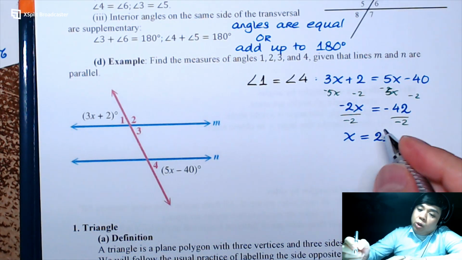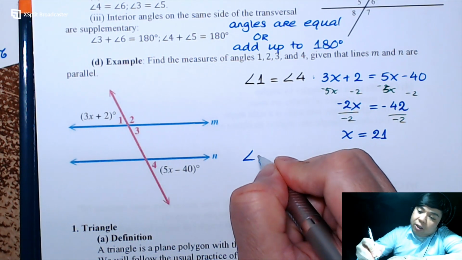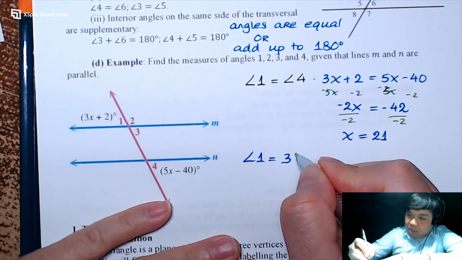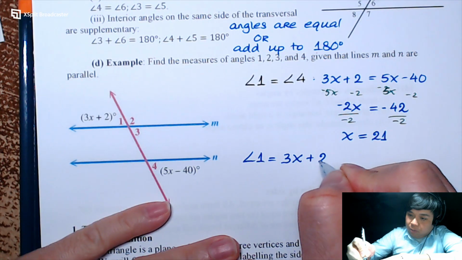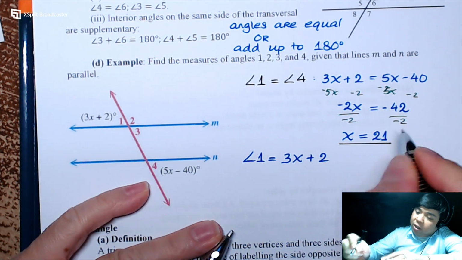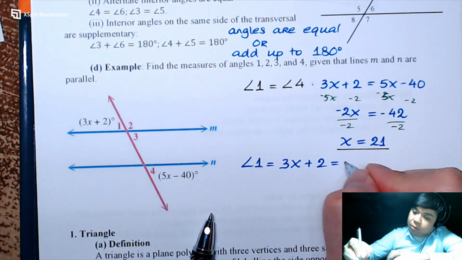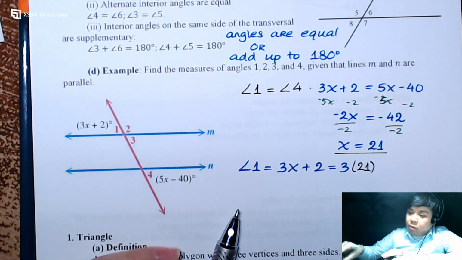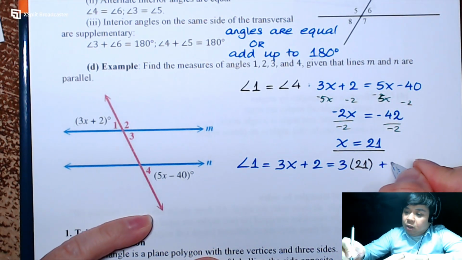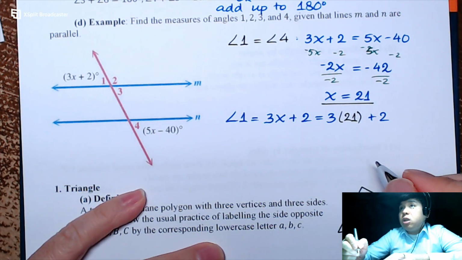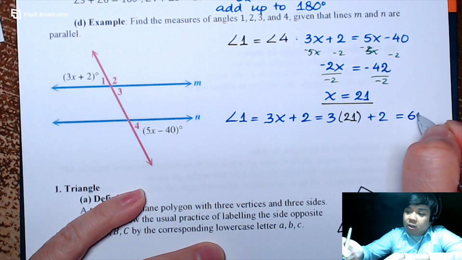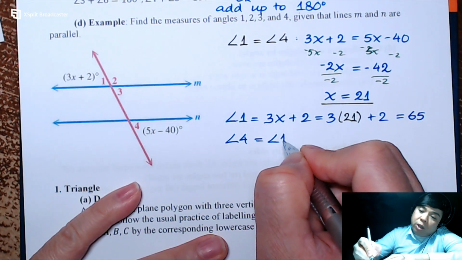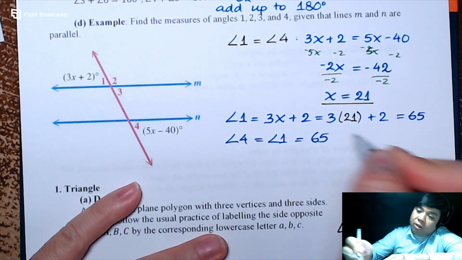Okay, so with that we can have angle 1 is equal to 3x plus 2, and x is 21. 2 times 21 is 63, plus 2 is 65. And angle 4 is the same as angle 1. Therefore it should also be 65 degrees.